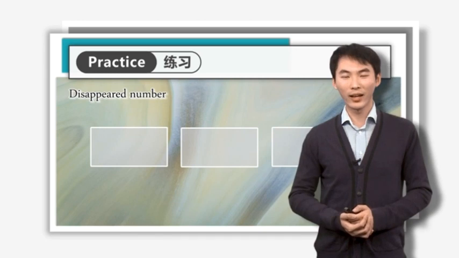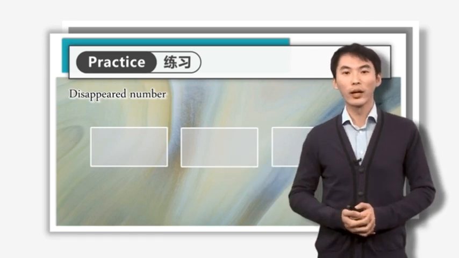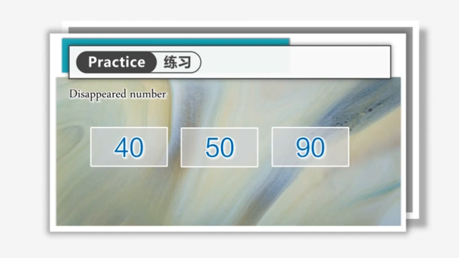Let's play another game. There are 3 numbers in a group. You can watch them for 5 seconds, and then one of the numbers will disappear. At that time, you need to say the disappeared number in Chinese. Are you ready? Let's do it. Number 1. Now you can watch them.